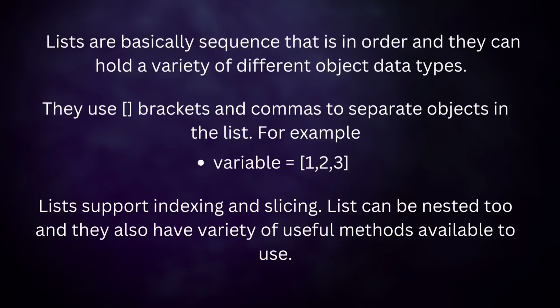Lists are basically sequences that are in order, and they can hold a variety of different object data types. They use square brackets and commas to separate objects in a list. Example: variable equals [1, 2, 3]. Lists support indexing and slicing. Lists can be nested too, and have a variety of useful methods available to use.